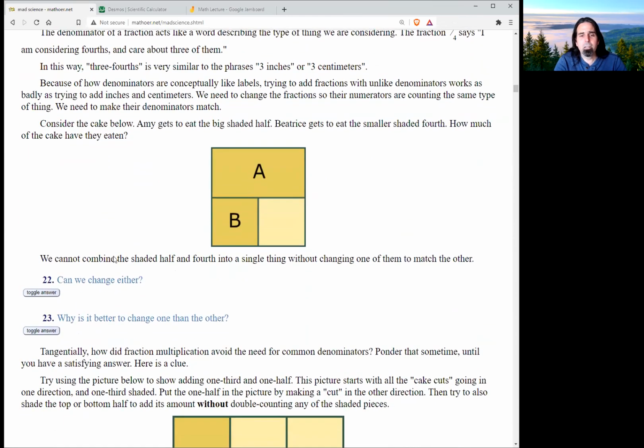Let's look at this cake. A is Amy's piece. She gets half. Maybe she's older. B is Beatrice's piece. She only gets a quarter. Maybe she's younger. So if they each eat their piece of cake, how much have they eaten? I could think about this in 2 different ways.